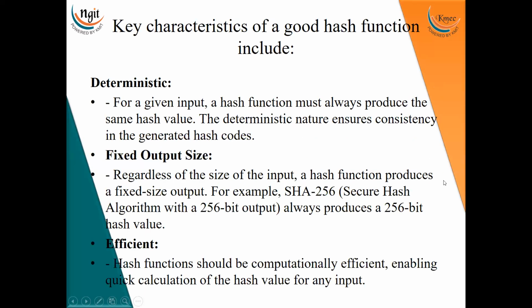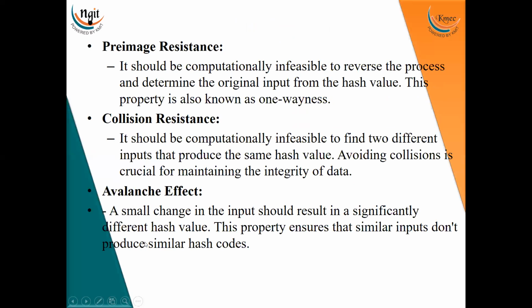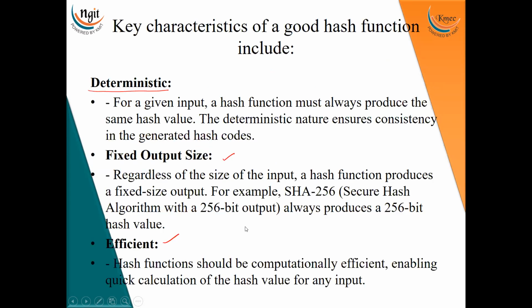Now, what are the key characteristics of a good hash function? The key characteristics are that it is deterministic, has a fixed output size, and is efficient, as well as pre-image resistance, collision resistance, and the avalanche effect. What is meant by deterministic? For example, if we give an input, the hash function must always produce the same hash value. The deterministic nature ensures consistency in the generated hash values. What is a fixed output size? Regardless of the size of the input, a hash function produces a fixed-size output. For example, the secure hash algorithm with a 256-bit output always produces a 256-bit hash value.